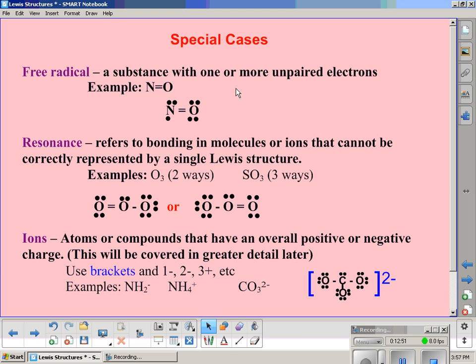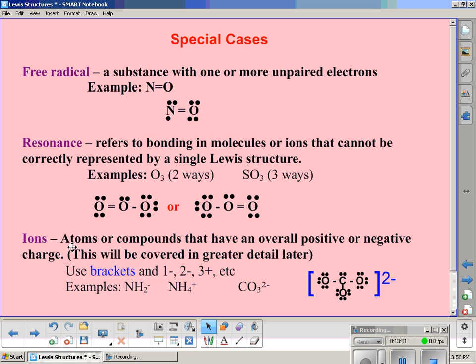The first one I've already talked about, a free radical, a substance with an unbonded or unpaired electron. Resonance. Okay, now this is kind of a weird case where you can draw stuff more than one way. Like O3, it's ozone. That can be drawn 2 different ways. You could have a double bond on this side and a single over here, or you could have a single on this side and a double over here. Now if you play around with SO3, that can be drawn 3 different ways because it also has double and single bonds, and they can be drawn in different ways, and that's referred to as resonance.